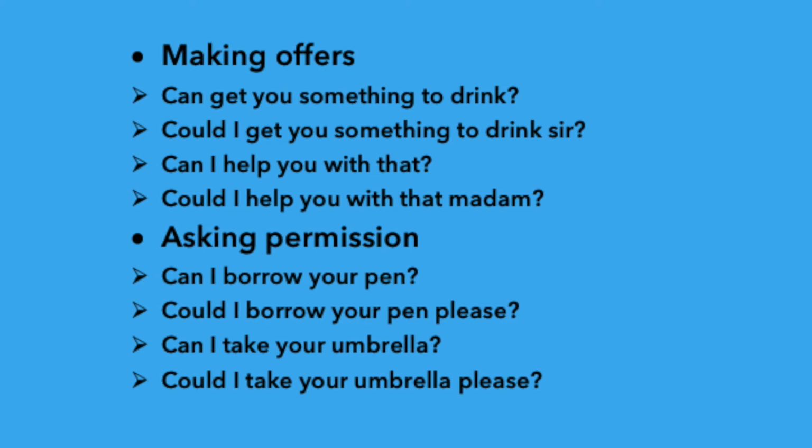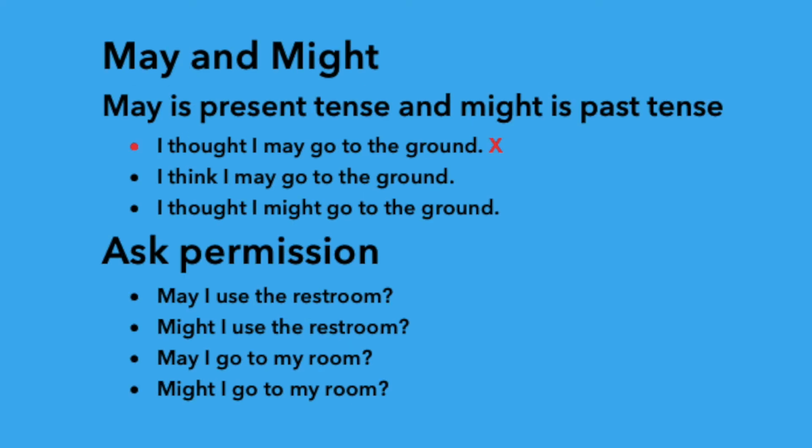Finally, asking permission. Here are the examples. Can I borrow your pen? Could I borrow your pen, please? Can I take your umbrella? Could I take your umbrella, please? So, guys, these are the things you should remember while using can and could. Let's now move on to may and might.